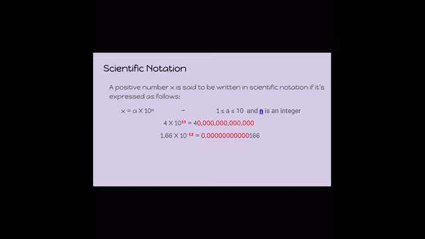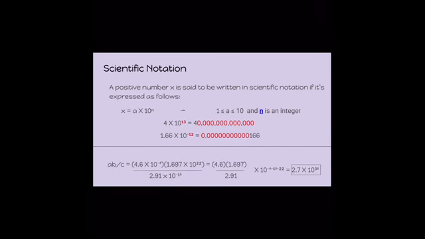Underneath, we have an example of what happens when you want to combine scientific notation. We have 4.6 times 10 to the negative 4th times 1.697 times 10 to the 22nd, over 2.91 times 10 to the negative 18th.